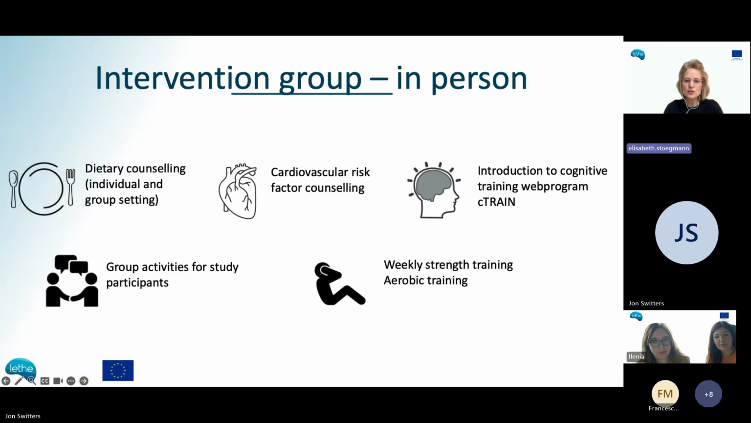So this is the intervention program in person for the intervention group. There was some dietary counseling in individual and group settings. We also did a cardiovascular risk factor counseling. We held group sessions for the introduction to a cognitive training web program called C-Train. C-Train is a digital cognitive training which has subtests for working memory, episodic memory, and mental speed, with different games in it. We also had some group activities for study participants, and there was a weekly strength training guided by a skilled physiotherapist.